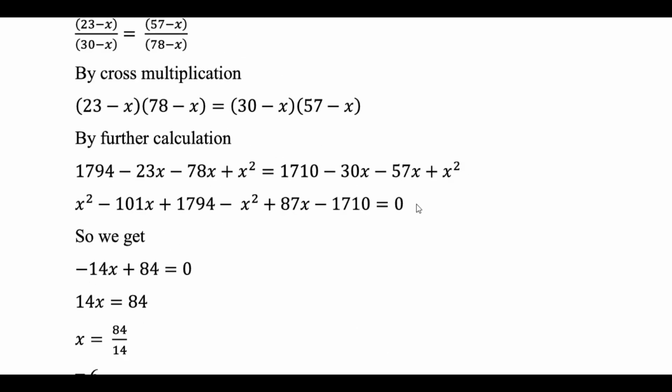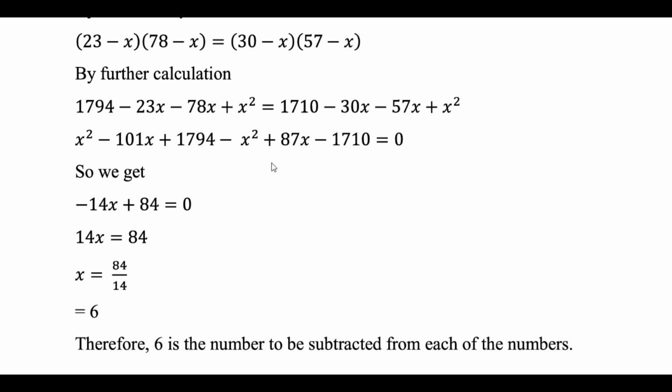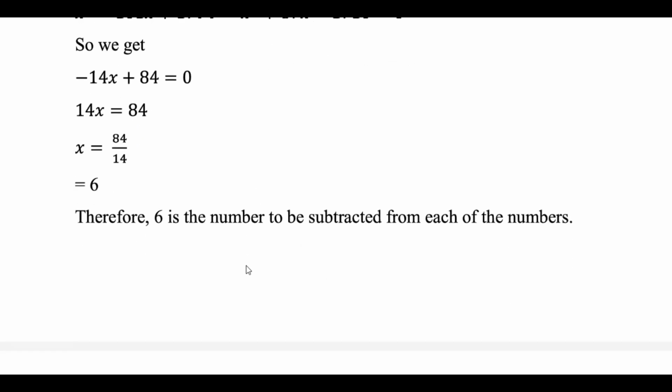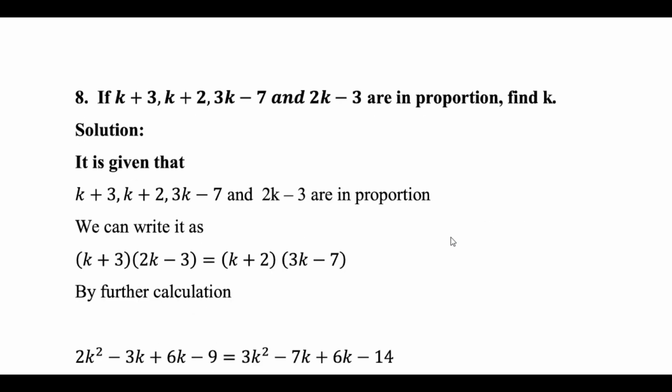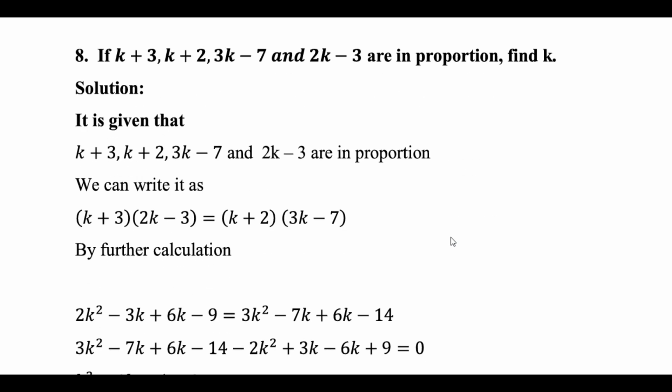After that, a little bit of simplification. x square will be struck out. You will get x equal to 6. So 6 is the number to be subtracted from each of the numbers. Come to the next problem.